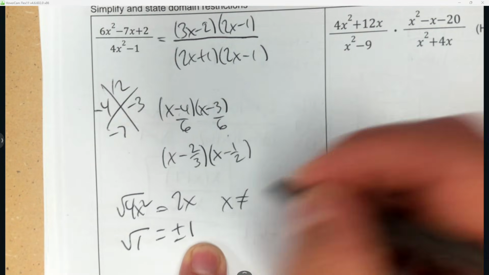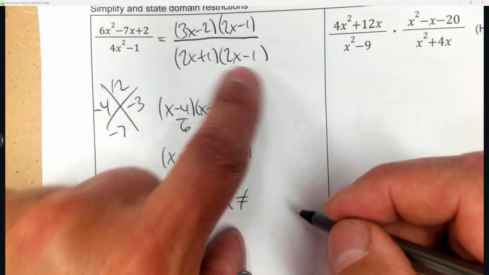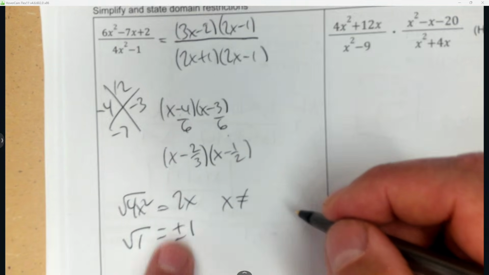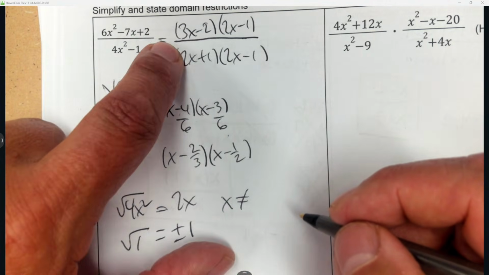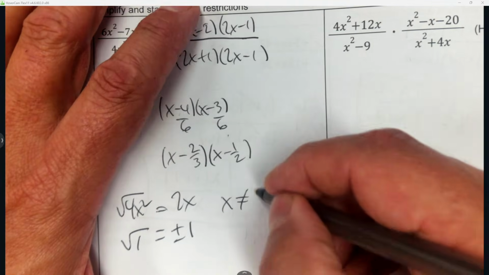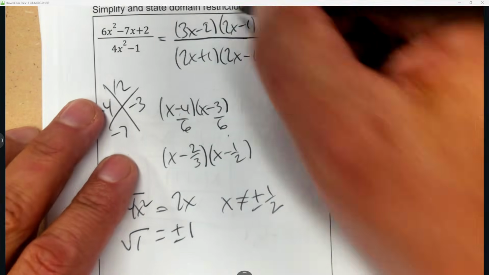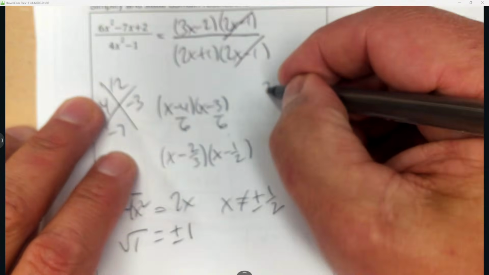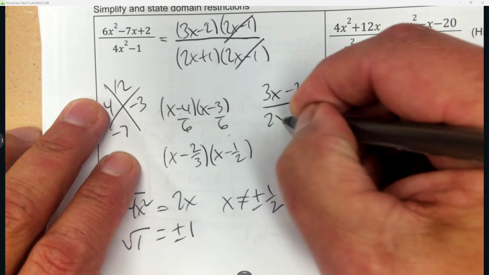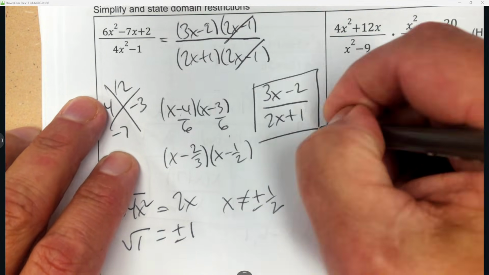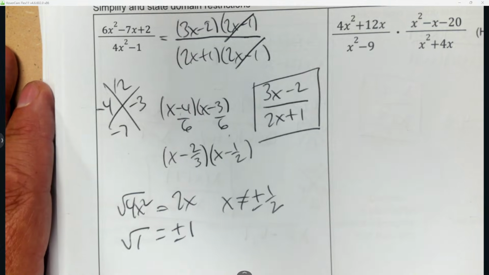The restrictions come from the denominator. We need to go back a step here and understand that 2 is really a fraction. So it's positive and negative 1/2. And then we can match and cross out, and then I'm left with my answer. And it's done.